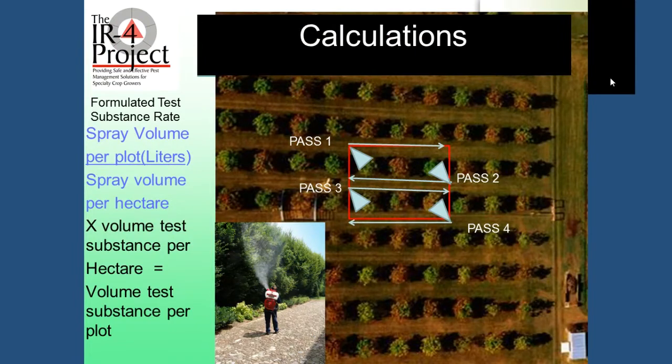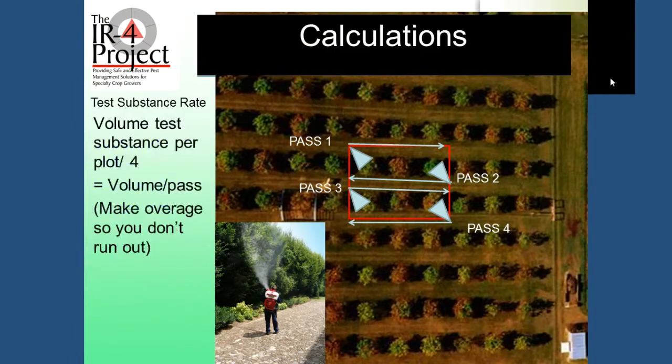So we have a formulated test substance rate. You would find that in the protocol, right? We already know what our spray volume is per plot, and we know what our spray volume is per hectare, which is also in the protocol. And you take that and multiply it by the test substance per hectare, and that equals the volume of the test substance per plot.